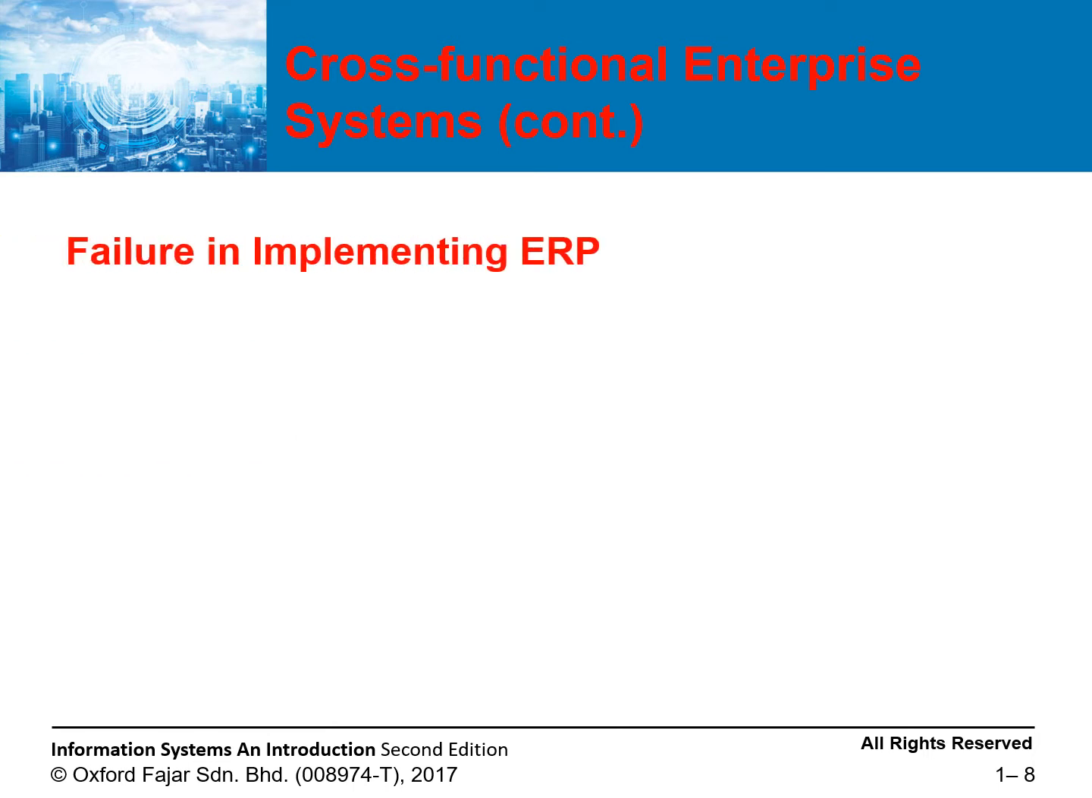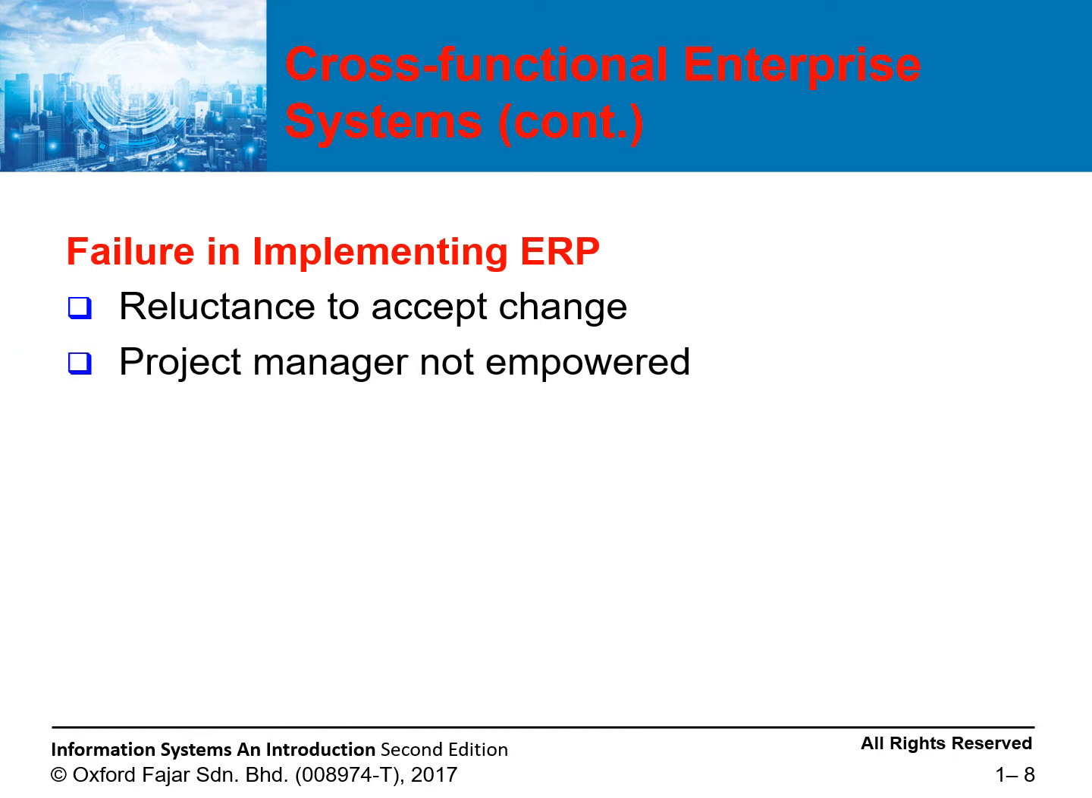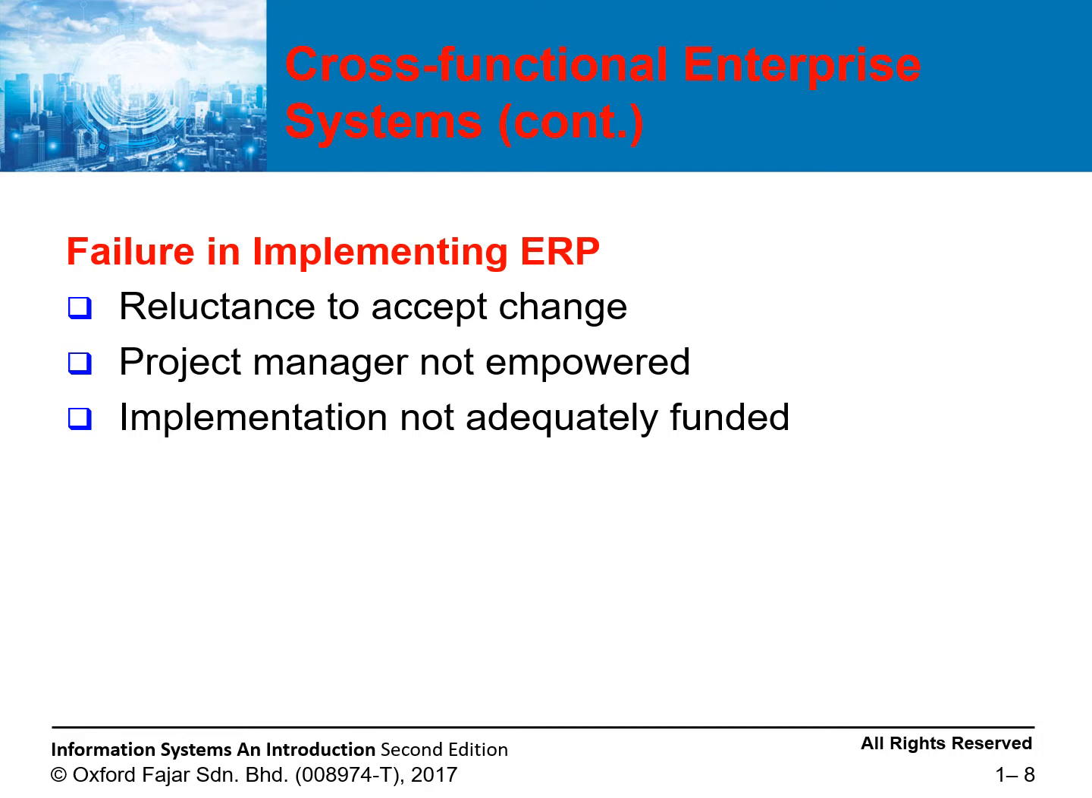There are some reasons why the implementation of an ERP system fails in some organizations. The first one is reluctance to accept change. Some employees are reluctant to accept and also get involved with the changes made in the organization. The second one is the project manager not empowered. In this case, the project managers are not given the empowerment and support to implement the necessary business process changes.